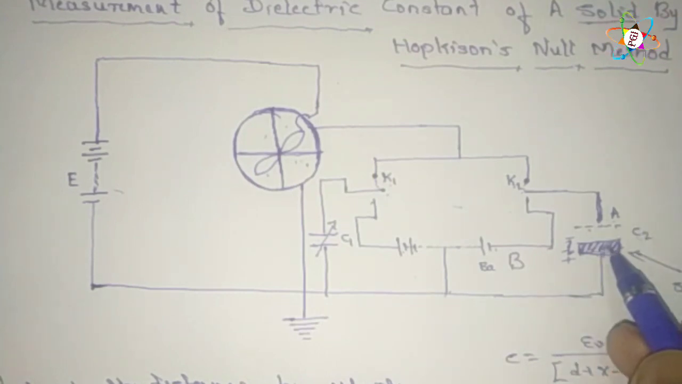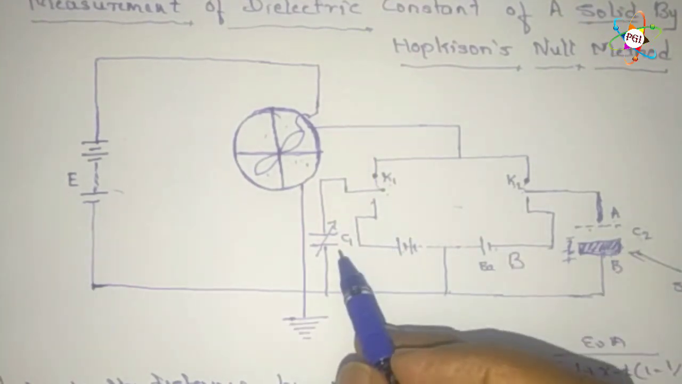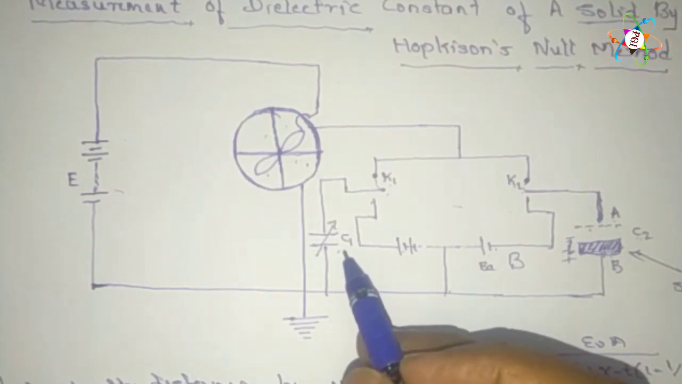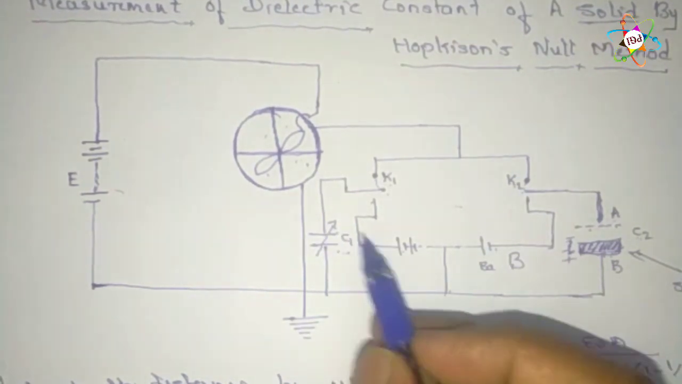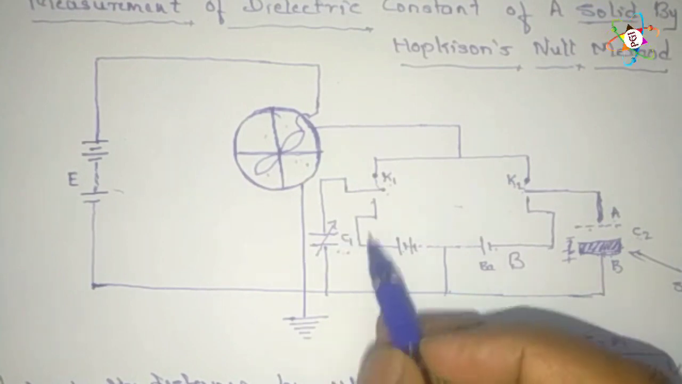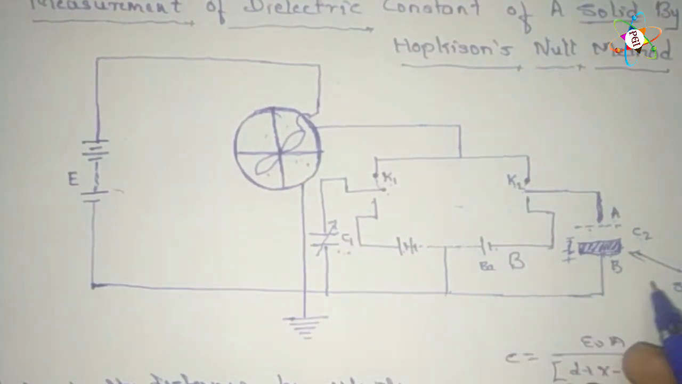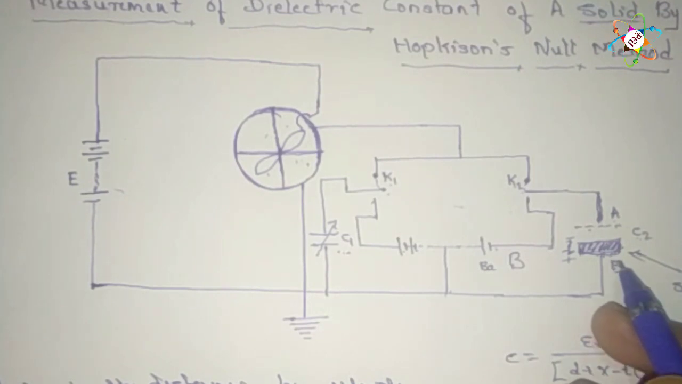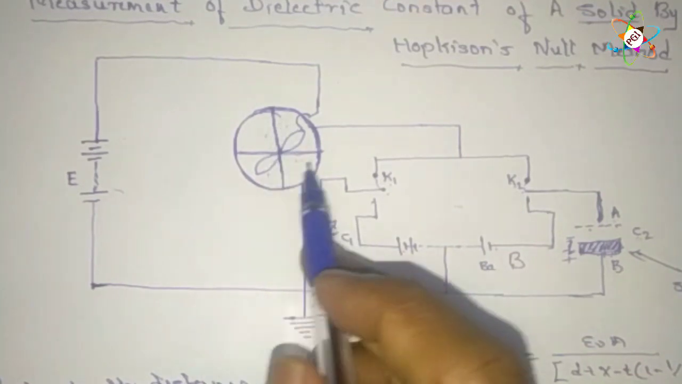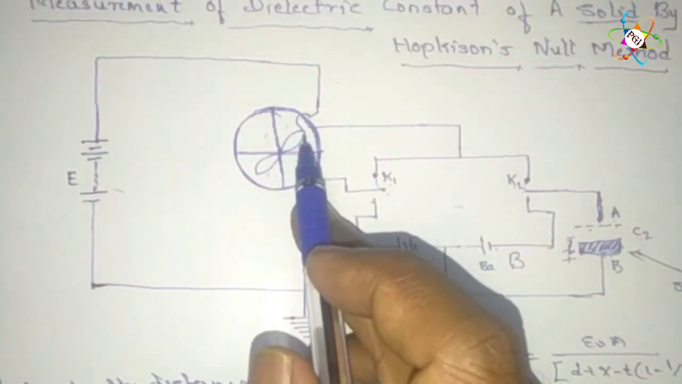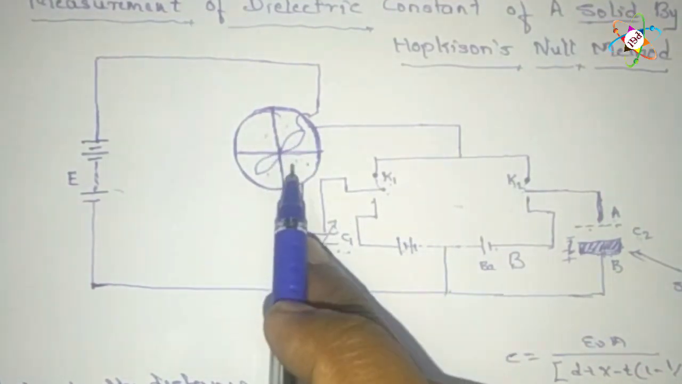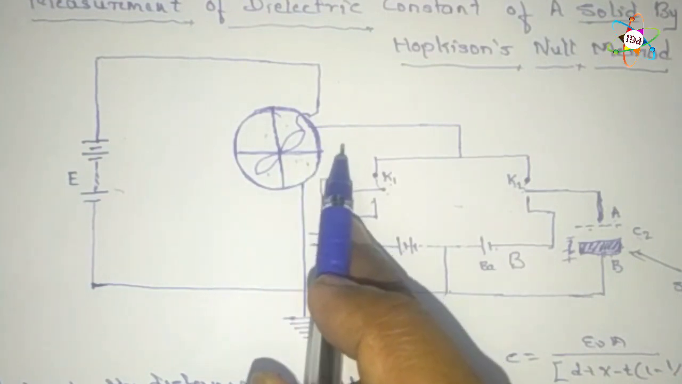If the capacity of the C2 is increased, the previous adjustment of the C1 is kept undisturbed. So C1 keeps its adjustment, and the plate B is moved. Plate B is moved downward until again there is no deflection in the electrometer.